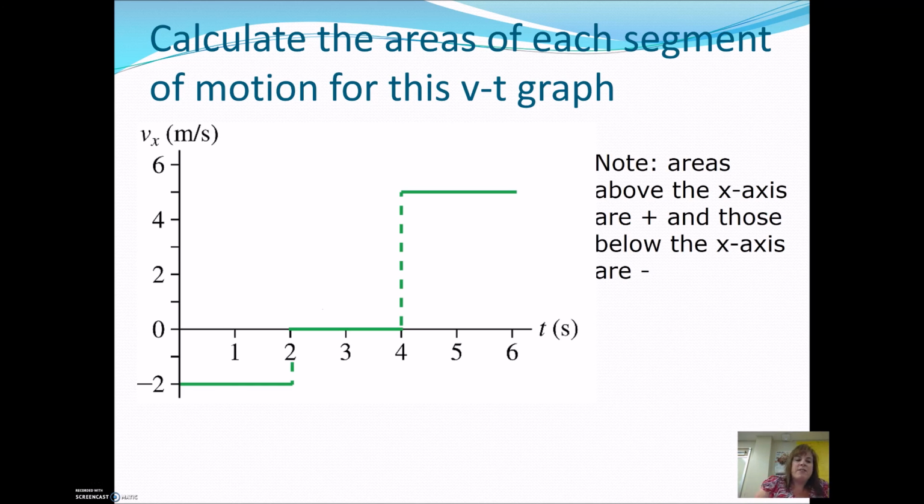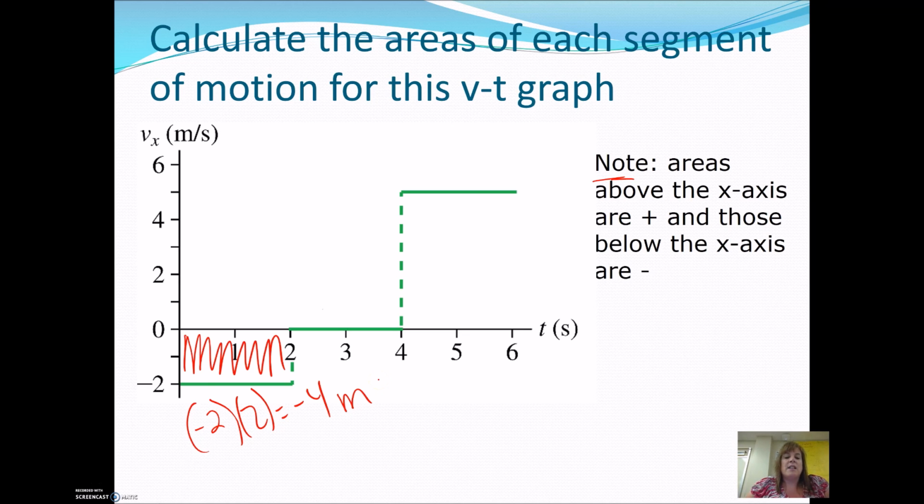If you do that, here's our first area, and it's a rectangle. Now, one thing I want you to note here: any area that's above the x-axis is positive, and any area below the x-axis is negative. Remember, a negative velocity means I'm going backwards or in the negative direction. So here I have a -2 times 2. Well, that's a -4. So I must have traveled -4 meters during the first 2 seconds.